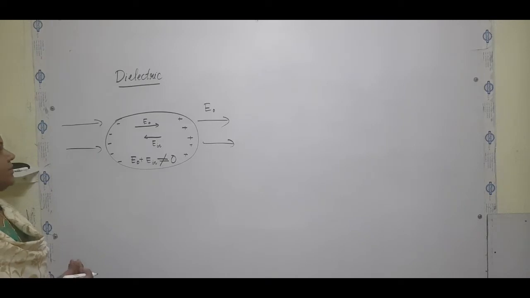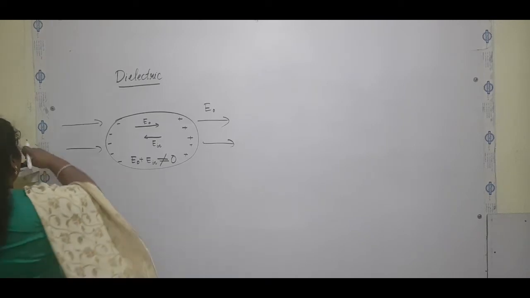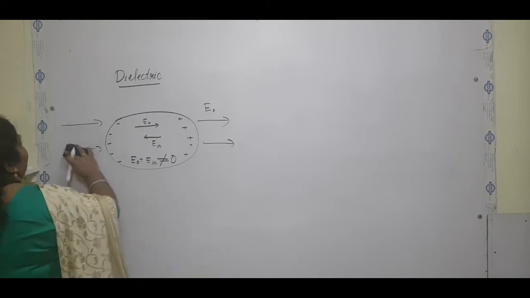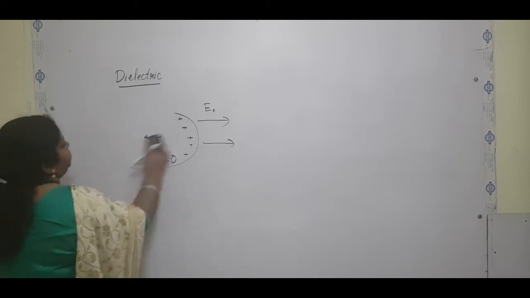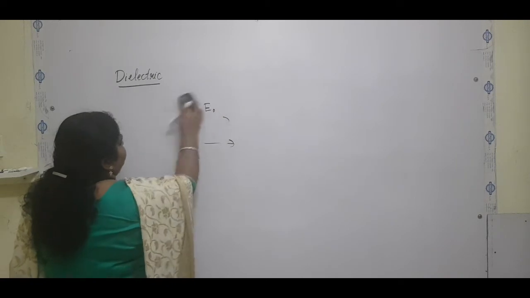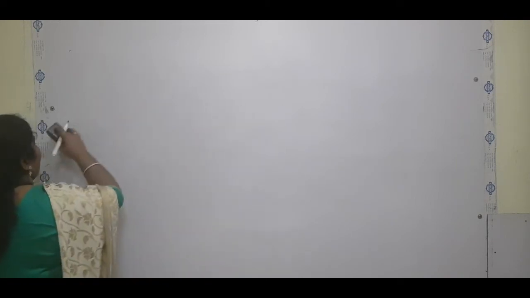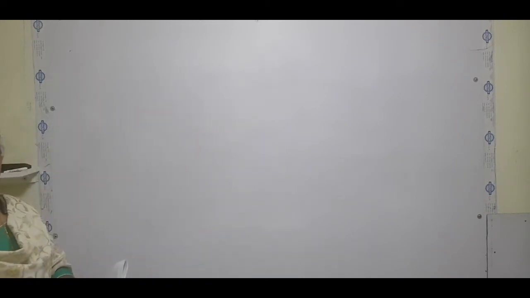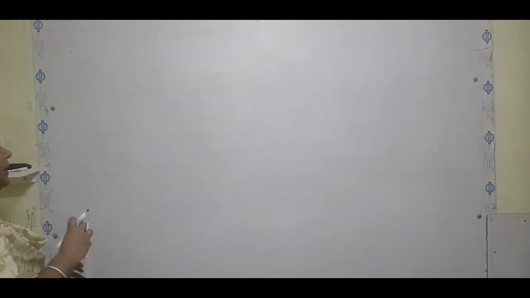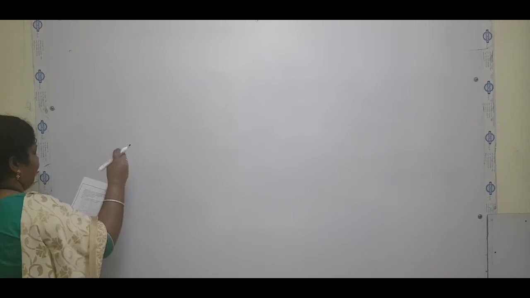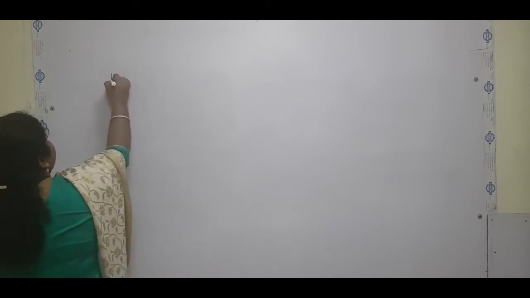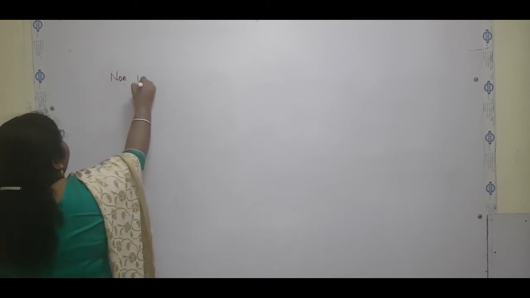Now we have discussed polar molecules and non-polar molecules. In non-polar molecules, example also we have seen. Now how will they behave if an electric field is there, and if an electric field is not there, what will happen, we are going to see. So first we will see non-polar molecules.